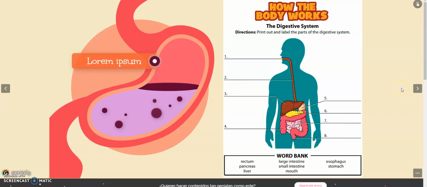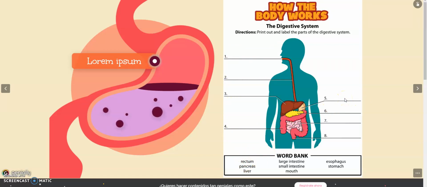So let's start with the first activity. We are going to write over these lines the names of the organs there are in the digestive system. So let's check the pronunciation. Rectum, pancreas, liver, large intestine, small intestine, mouth, esophagus, stomach. Okay, so try to write the names of these organs on the lines.